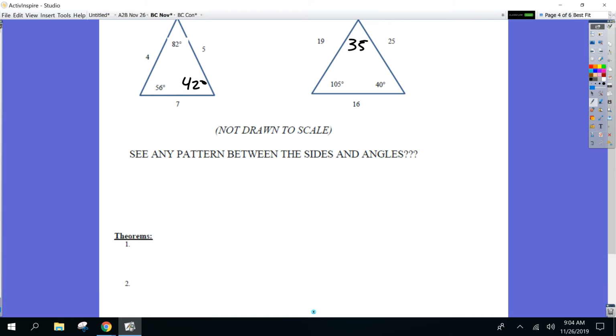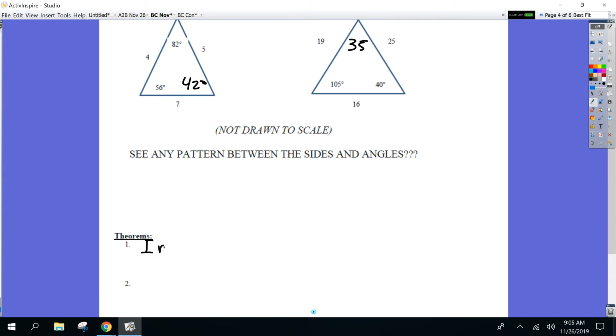What's the pattern here? The smallest angle is across from the shortest side. And the largest angle is... What's the largest angle up here? Okay, well, in this triangle it's 82. What's the largest side? 7. They're across from each other. Smallest angle, 42. What's the smallest side? 4. They're always across from each other. Always, always, always. There's no exception to this.